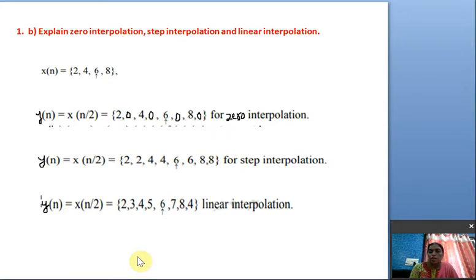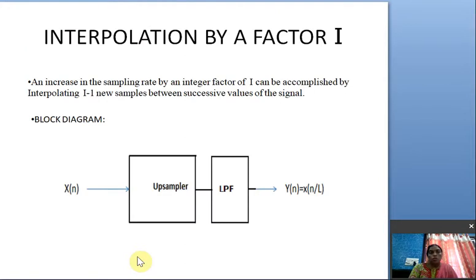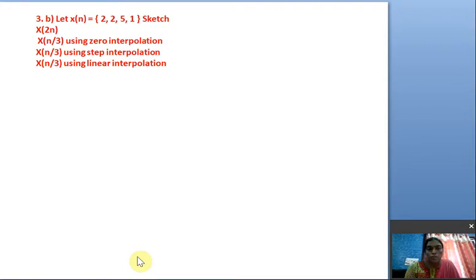Usually we are adding zeros, I minus 1 zeros. Now do this problem. Let x of n be 2, 2, 5. Sketch x of 2n and then x of n by 3 using zero interpolation, step interpolation, and linear interpolation. Sketch x of n by 3 also and find its values. Do it as an exercise.